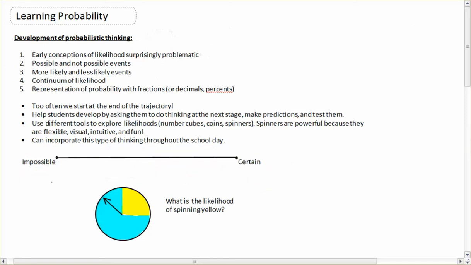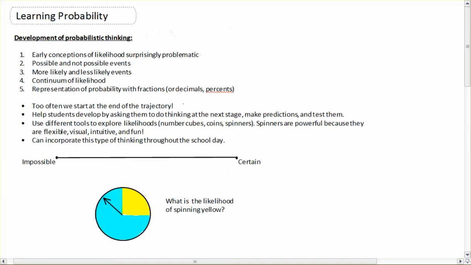And then finally, the last place we go is to represent probability with fractions or decimals or percents, to think about the numerical values that help us understand the probability of an event happening.